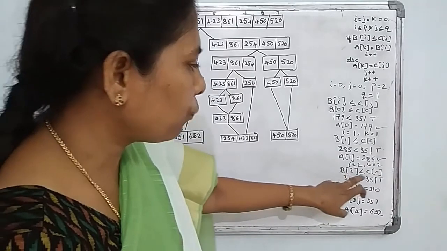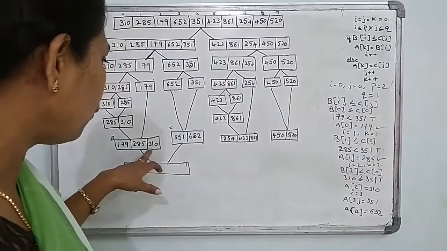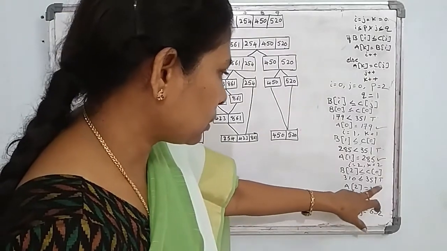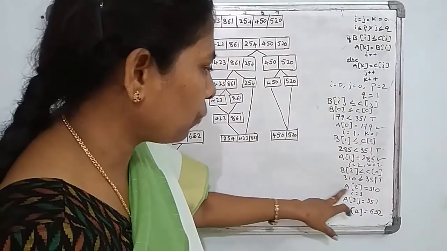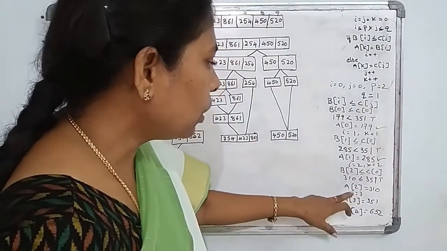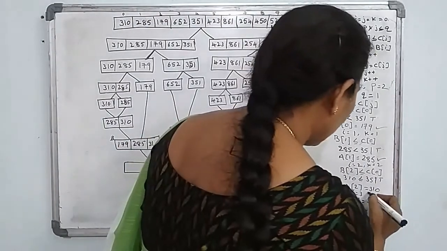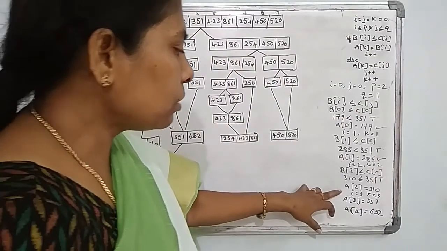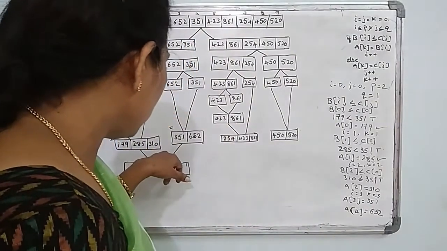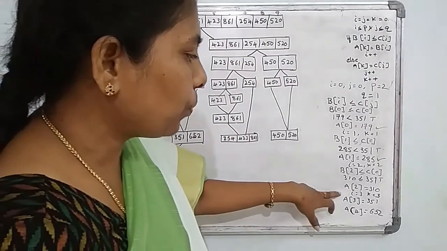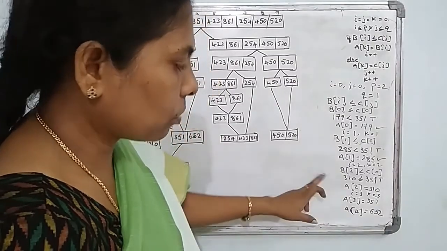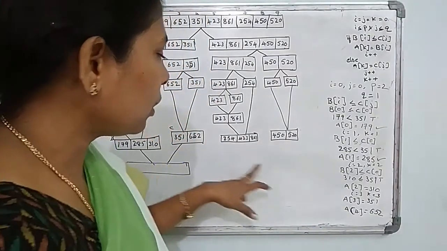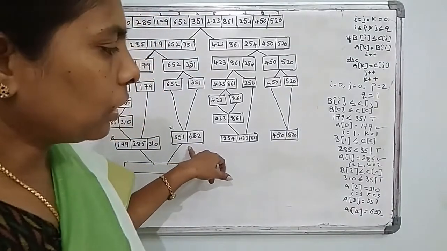Next compare B of 2 less than or equal to C of 0. B of 2 means 310. 310 less than or equal to 351, yes. So A of 2 equal to 310. Now you increment the I value and the k value. But in the B array all the elements are completed and I is not equal to p. So you go to the else block. In the else block, copy the remaining elements of C to the array A.